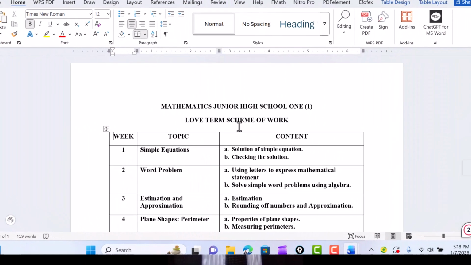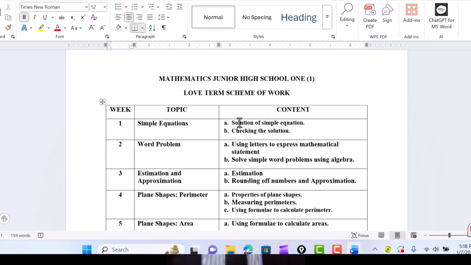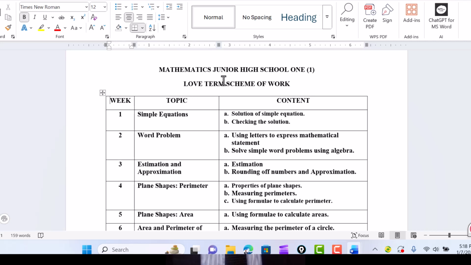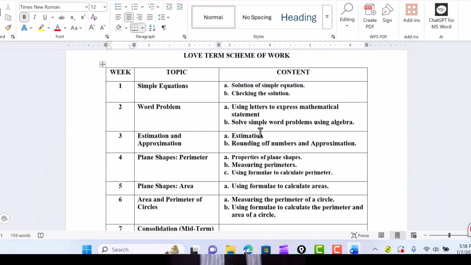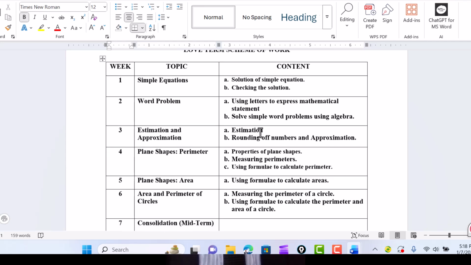So let's go straight to the slide and see how it goes. All right, so this is the scheme of work. This is Mathematics Junior High 1, Love Term, which is our second term. Just as we copied in the class, this is simple equation. That's our week 1 topic, and we have solution of simple equation, checking the solution. So this is what we shall do in the first week of resumption.